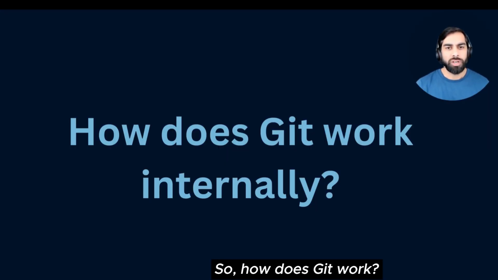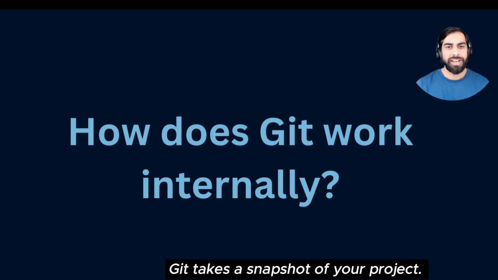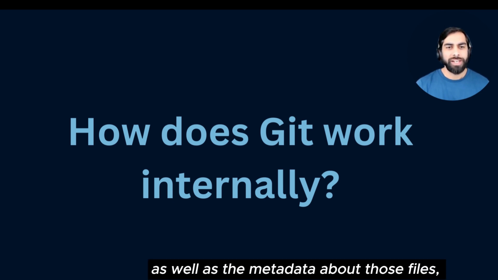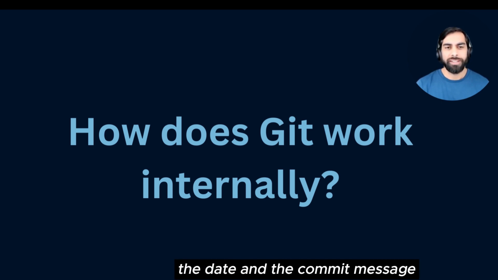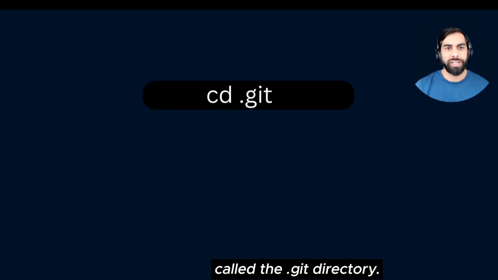So how does Git work? At its core, Git is a database of snapshots. Every time you make a change to your code, Git takes a snapshot of your project. This snapshot includes the contents of all your files, as well as the metadata about those files, such as the author, the date, and the commit message. Git stores these snapshots in a special directory called the .git.